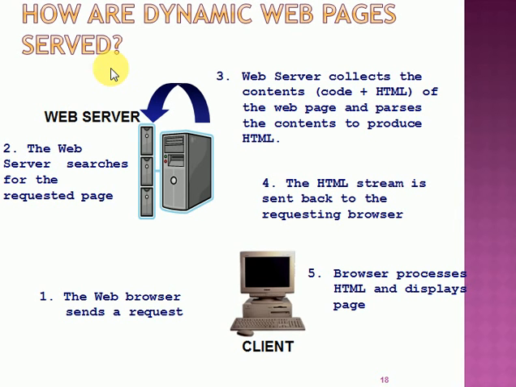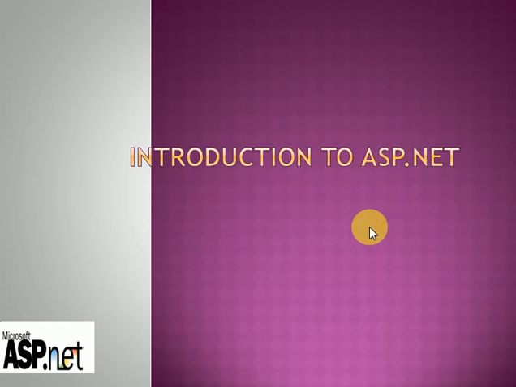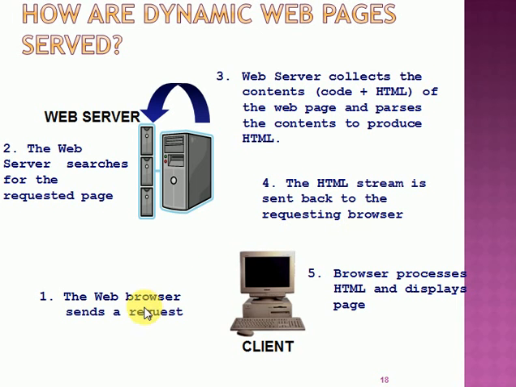How are dynamic web pages served? The web browser sends a request. The web server searches for the requested page. The web server collects the contents, code plus HTML, of the web page and passes the contents on to produce HTML. The HTML stream is sent back to the requesting browser. The browser then processes the HTML page and displays the page.